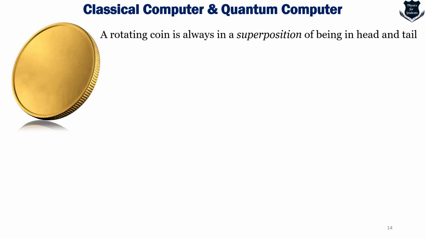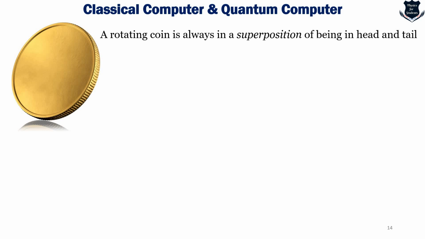Okay, I will give you a basic idea. When we are flipping a coin, I cannot show the animation here, but when we flip it and it starts rotating, while the coin is rotating, the coin is in a superposition of being head and tail.